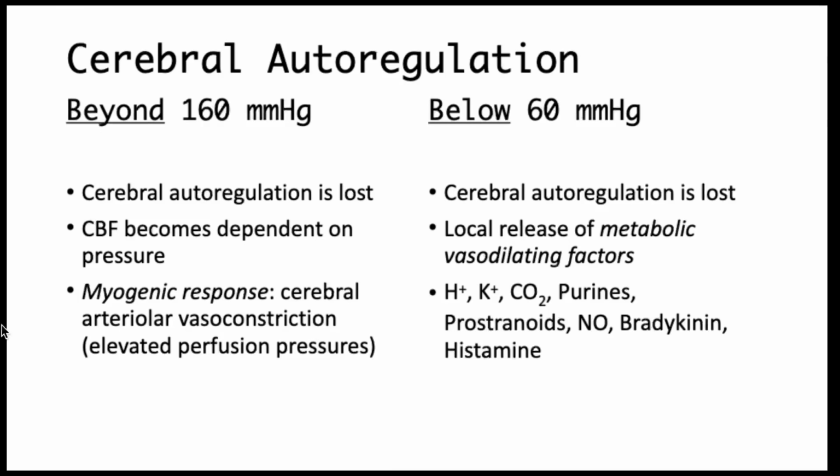So what it's saying is that even though autoregulation only really works very well between 60 and 160, even if you have a situation where your blood pressure rises, your mean rises above 160, what will happen is that the myogenic response will cause a vasoconstriction and decrease cerebral blood flow to protect the brain.